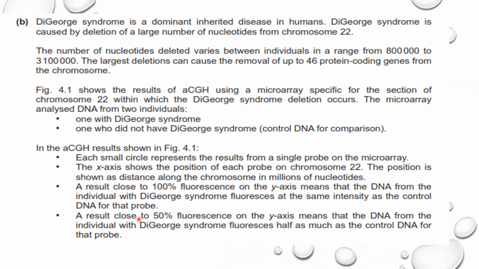But a result close to 50% fluorescence on the y-axis means that the DNA from the individual with the DiGeorge syndrome fluoresces half as much as the control. What does this mean to you? As you read, you ask yourself the meaning. What this means is that at this 50%, some genes are actually missing. Some genes are not found in this individual with the DiGeorge syndrome, but are found in the genome, as shown by the control DNA. So as you read, you ask meaning.